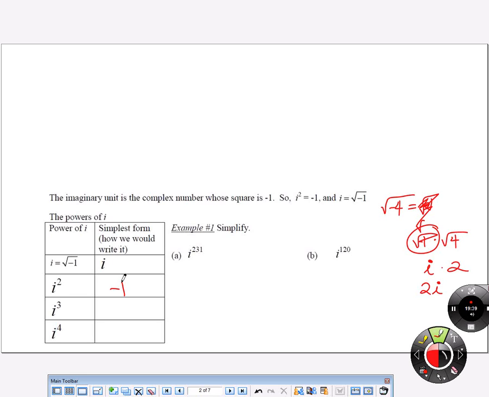Okay? So notation-wise, what do you write and what don't you write? You still don't leave negatives underneath radicals. If you see the negative under the radical, you write it as i.